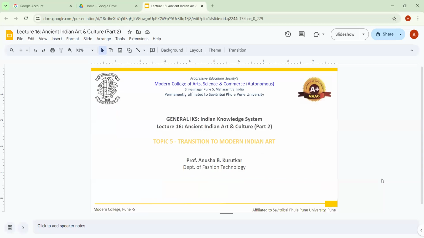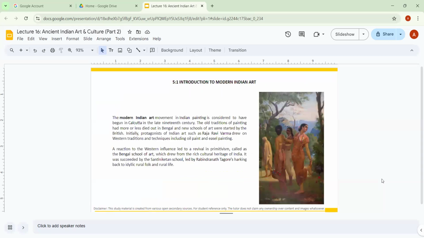Topic 5, Transition to Modern Indian Art. The modern Indian art movement in Indian painting is considered to have begun in Calcutta in the late 19th century. The old traditions of paintings had more or less died out of Bengal, and a new school of art was started by the British. Initially, protagonists of Indian art such as Raja Ravi Varma drew on Western traditions and techniques including oil painting and easel painting.